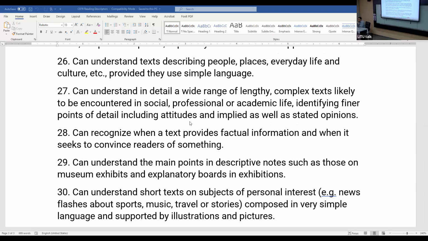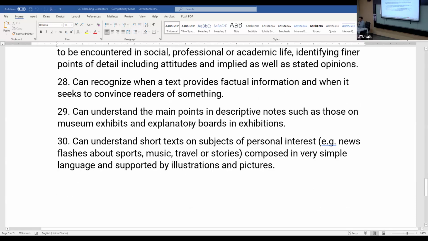28: factual information. Is it B2 or B1? The keyword here is convince. That means it is an argumentative text, so this is B2. 29: museum exhibits, the exhibitions, but it's the main points. These are descriptive notes, not just simple leaflets. So this is B1. Number 30: A1, illustrations, pictures, right?